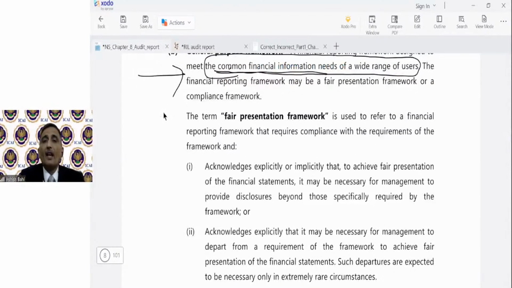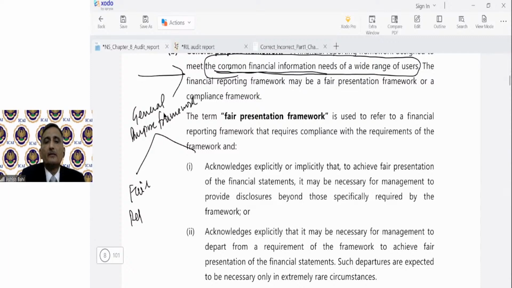The term fair representation, now general purpose framework can be of two types. General purpose framework can be of two types. It can be a fair representation framework, or it can be a compliance framework.